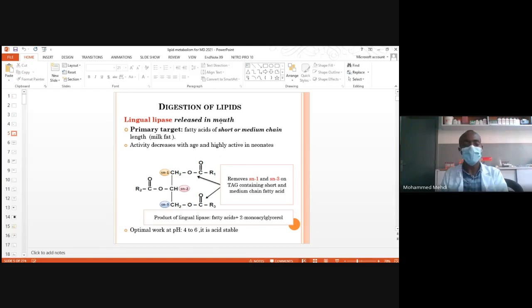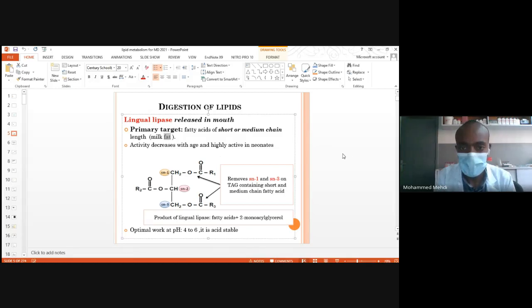Ebner's gland secretes the lingual lipase, which targets the short and medium chain fatty acids of milk fats. What you have to remember is that fat means triacylglycerol. Triacylglycerol will be degraded by lingual lipase whenever this fat contains short and medium chain fatty acids.